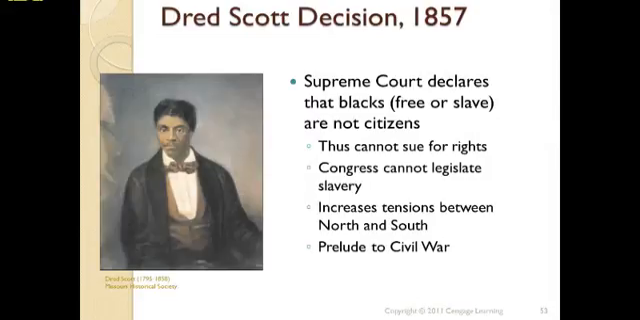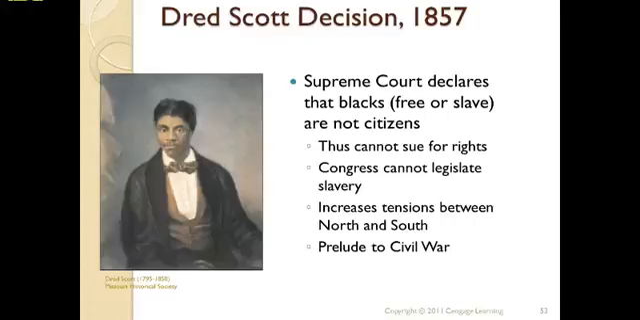All right, let's talk about the Dred Scott decision. In 1857, and this is before the war, the Supreme Court declares that blacks, free or slave, are not citizens. They're not people. And because they are not citizens, not a person under the law, they cannot sue for rights. The Supreme Court declared that Congress cannot legislate slavery and actually declared the Missouri Compromise unconstitutional. And because they declared this compromise unconstitutional, it increased tensions between the North and South, and this is one of several things that was a prelude to the Civil War.